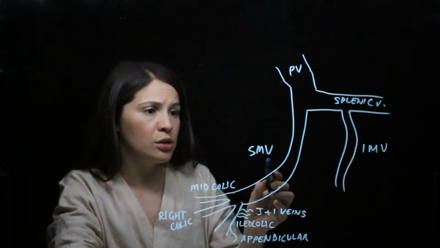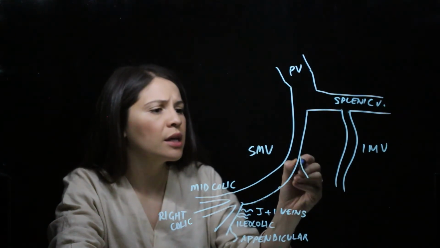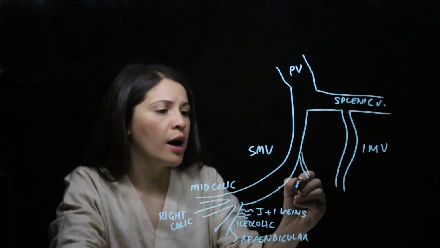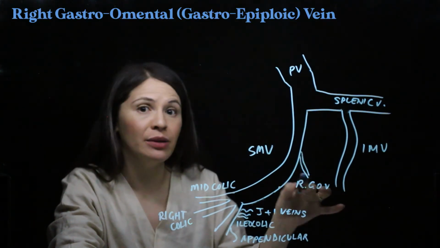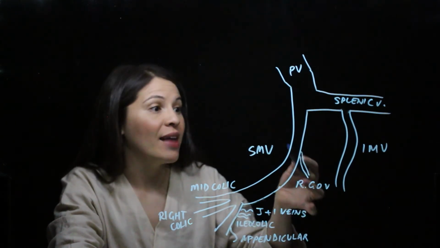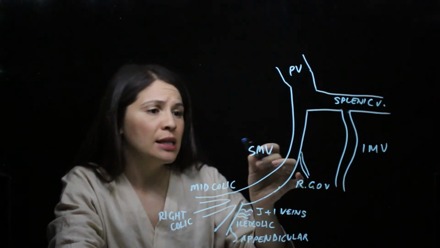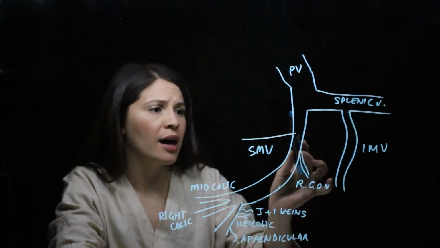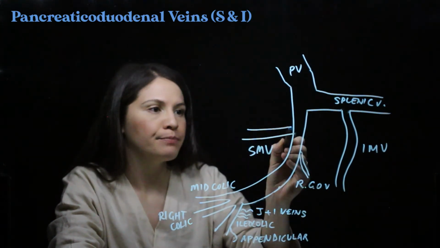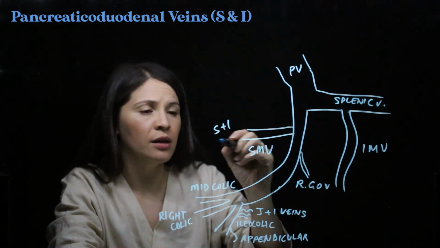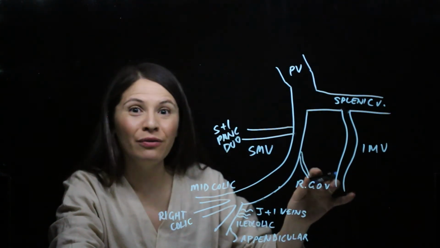Also running into the superior mesenteric vein, you have on this side here, running in, this will be your right gastroomental vein. And this is going to be anastomosing with the left gastroomental vein, and that's going to be running on the greater curvature of the stomach. Also draining into the superior mesenteric vein, you're going to have your pancreatico-duodenal branches as well. Superior and inferior pancreatico-duodenal veins.